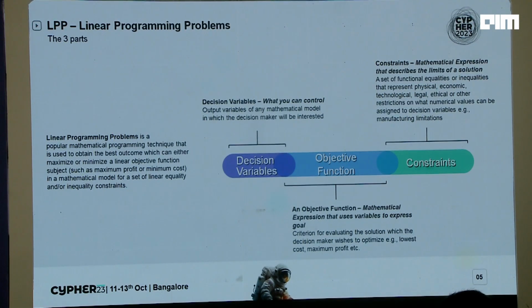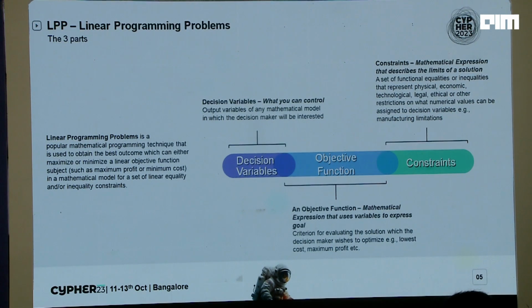I haven't spoken about constraints, sorry for that. Constraints are another mathematical expression where you talk about what limits your solution. Say you have an inventory problem where you have 400 floor hours. You cannot go more than 400 hours. You have a production problem, and within 400 hours you will have to solve it. Those types of things are called constraints. As I've mentioned in the notes, they can be physical, economic, technological, legal, ethical, any sort of restrictions.